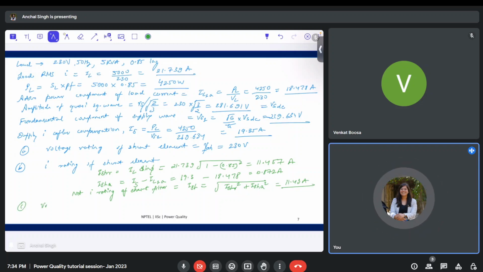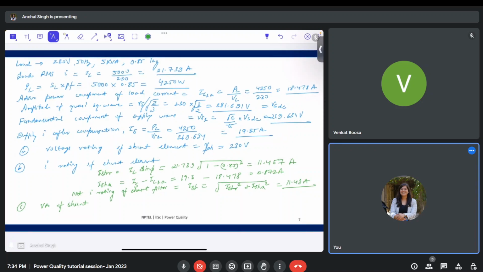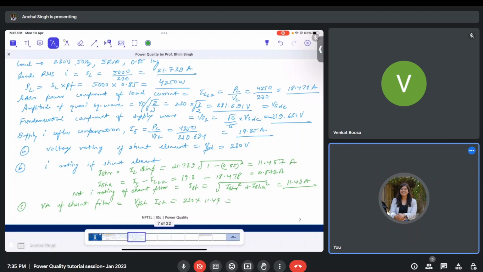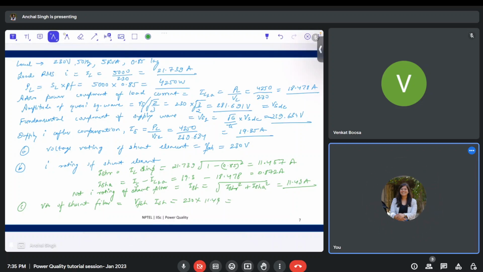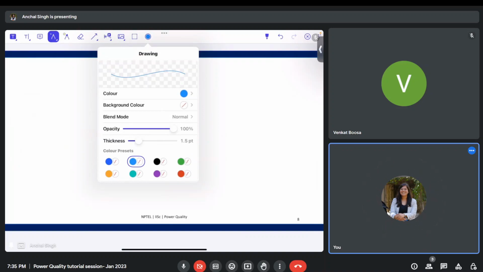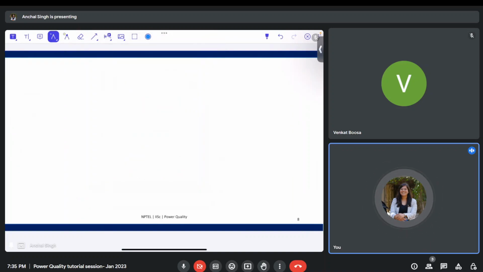Now the third part will be VA rating of shunt filter, which will be equal to VFSH into ISH, which will be equal to 230 into 11.49, which will be equal to 2642.734 volt amperes. Similarly, we have to do the same analysis for the series active power filter. The analysis that we did for shunt active power filter, we have to do for the series active power filter.